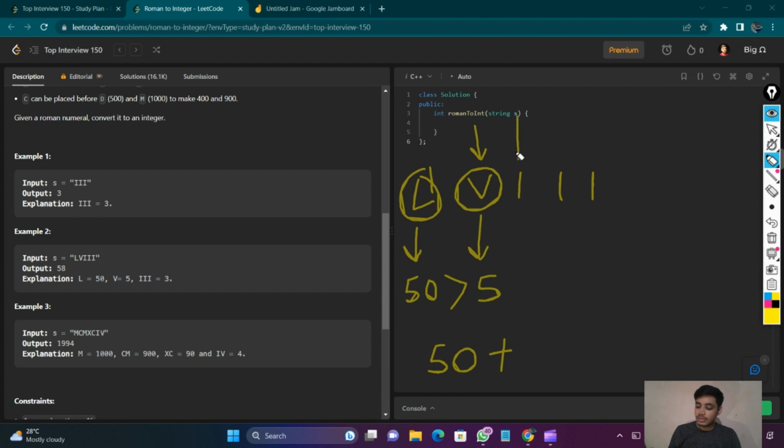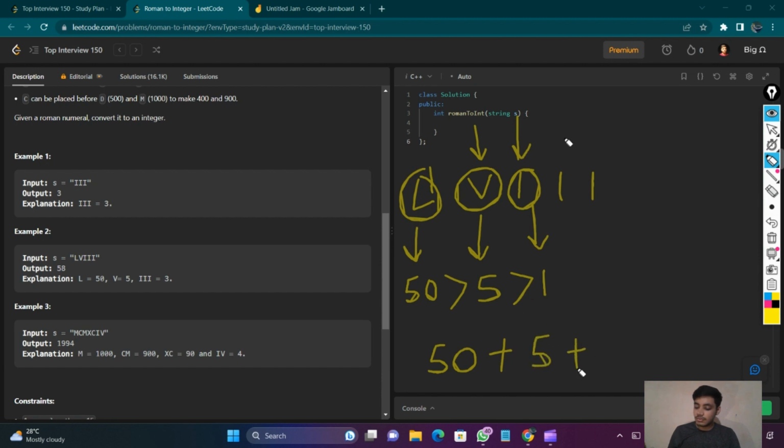Now we move to the next index, which is this one, and we check both of these. So you can see that the sequence is again the same. The value for p is 5 and the next is 1. So you can see that the sequence is similar. That means the higher one is previous and the lower one is next. So we are going to add 5.